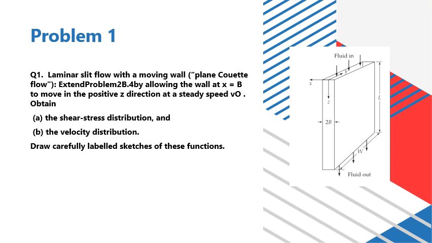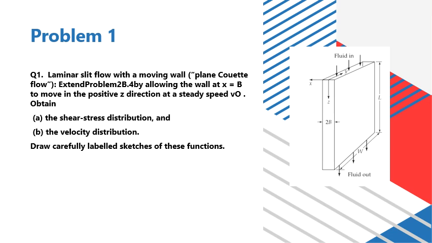First problem: laminar slit flow with moving plane wall, plane Couette flow, which is an extension of problem 2.B4, in which we allow the wall x equals b to move in the positive z direction at a steady speed of v naught. And here we need to obtain the shear stress distribution and velocity distribution.